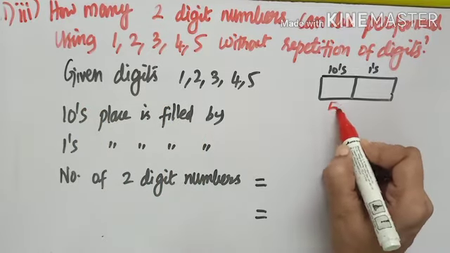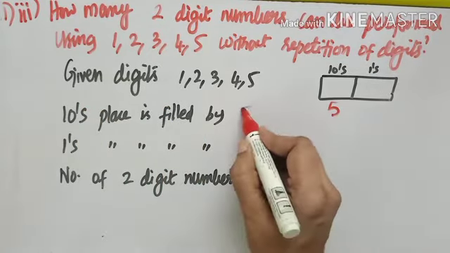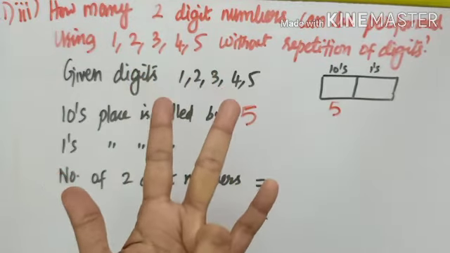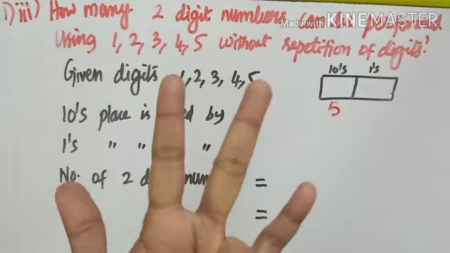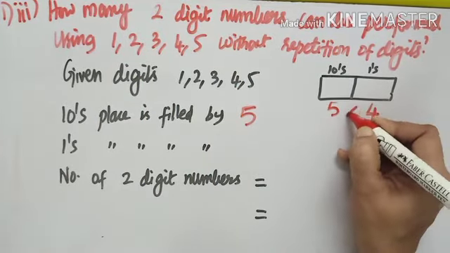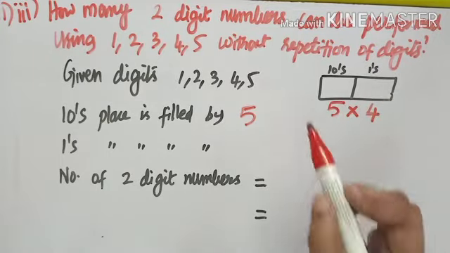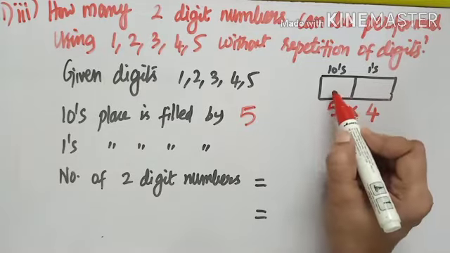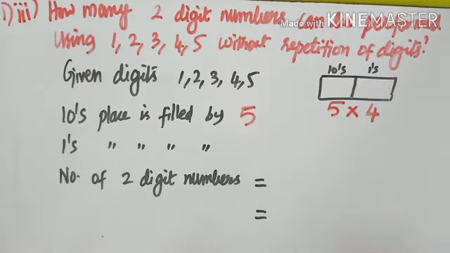So this place is done by 5 ways. Out of the 5 numbers, 1 number is gone. Any one number. How many remaining? 4. So the second place I can do only by 4 ways because repetition is not allowed. Repetition means here 1 comes, 1 should not come here.